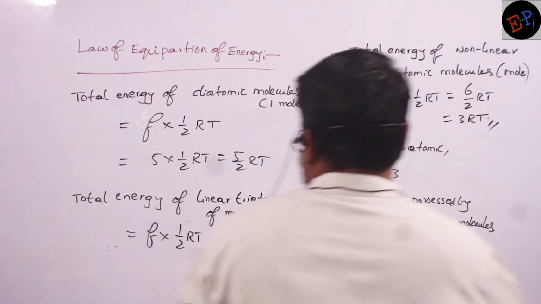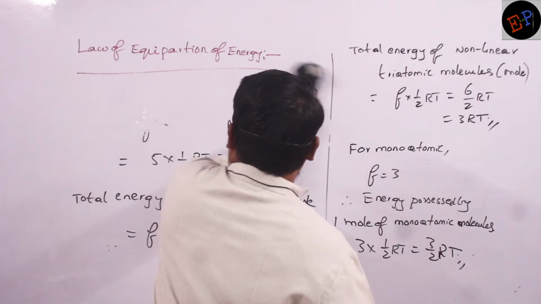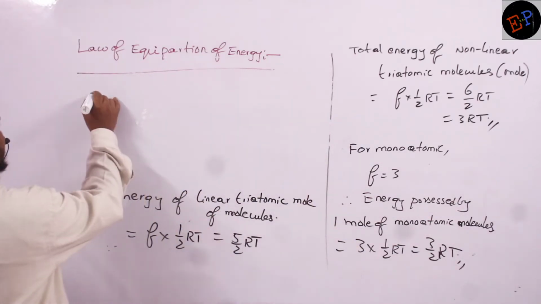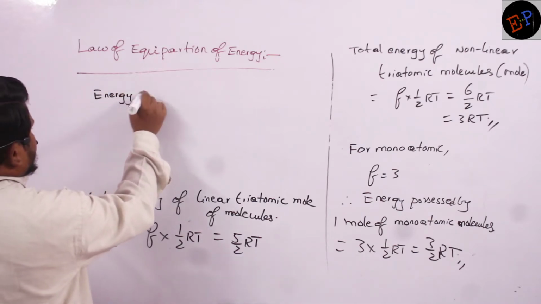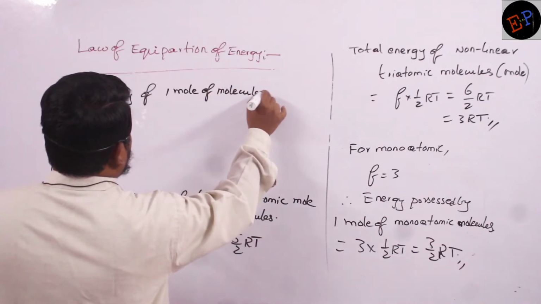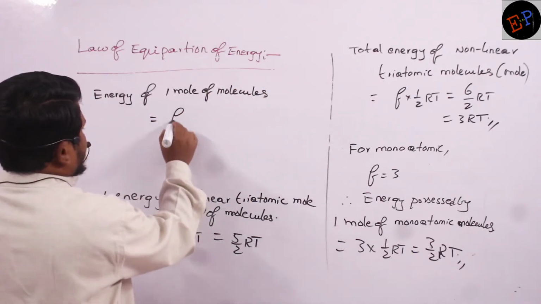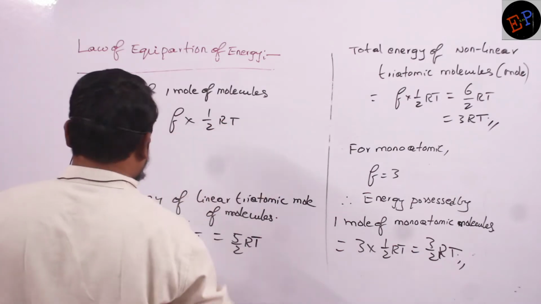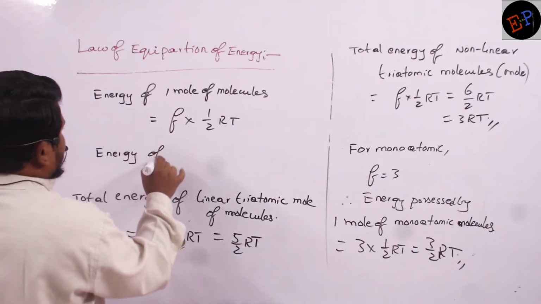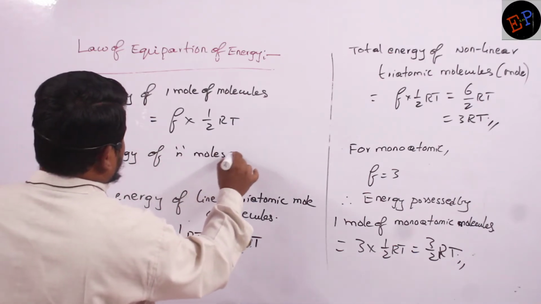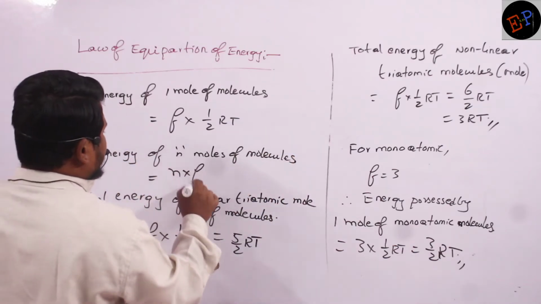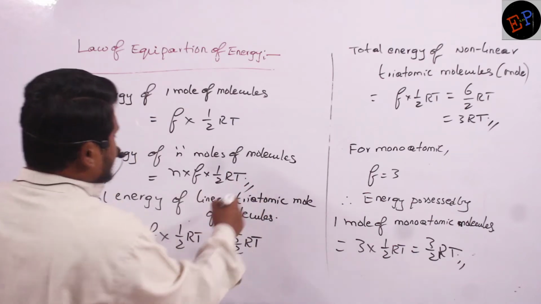So, the energy of 1 mole of molecules is how much? It is the number of degrees of freedom multiplied by half RT. That's all, no? So the energy of n moles of molecules is n into F into half RT. Clear, no?